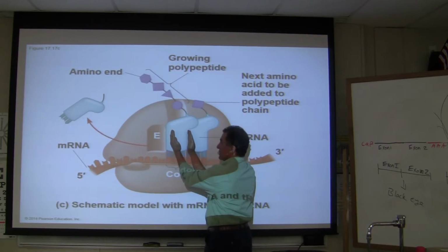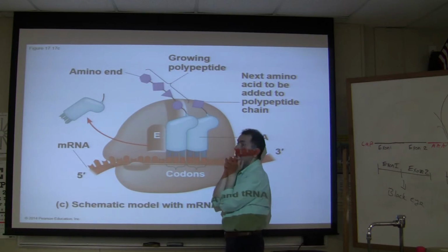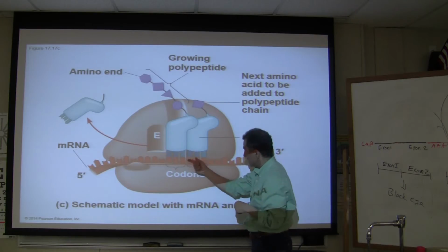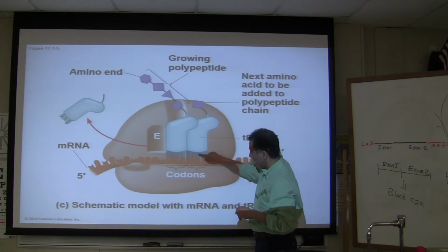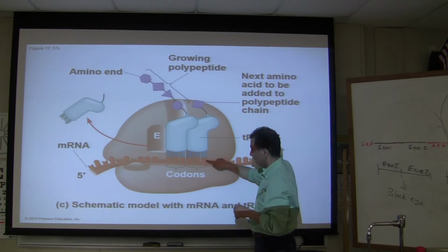Each tRNA comes in here, and each codon has its own amino acid, right? Well, not the codon, the anticodon. This is the anticodon, and this is the codon.